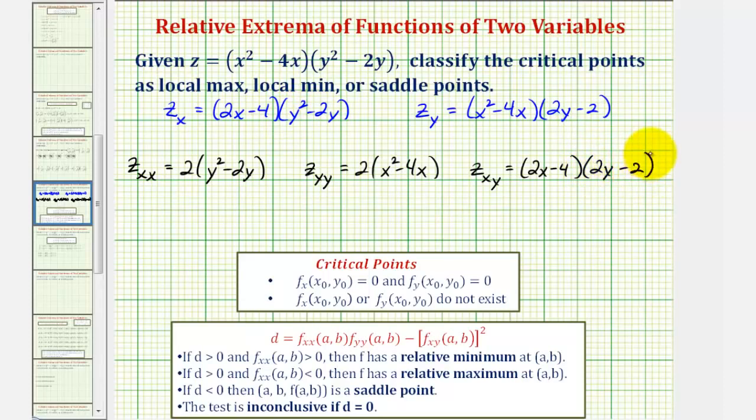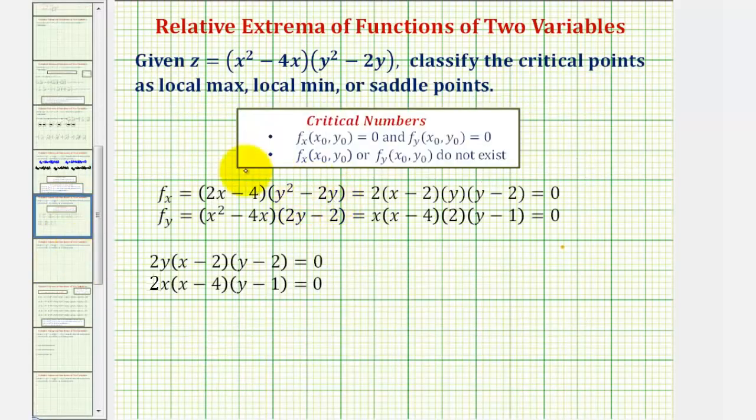And now to find the critical points, we'll set the first partial derivatives equal to 0 and solve as a system of equations. For the sake of time, I've already set some of this up. Here are the first partials. Notice how we can factor these further.